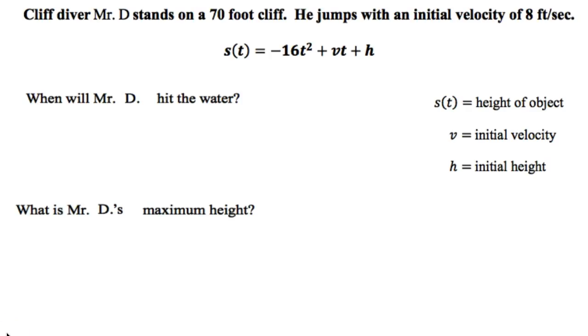Alright, here's a diving problem. A cliff diver, Mr. D, that's me, stands on a 70-foot cliff. He jumps with an initial velocity of 8 feet per second. Here's an equation that represents that.